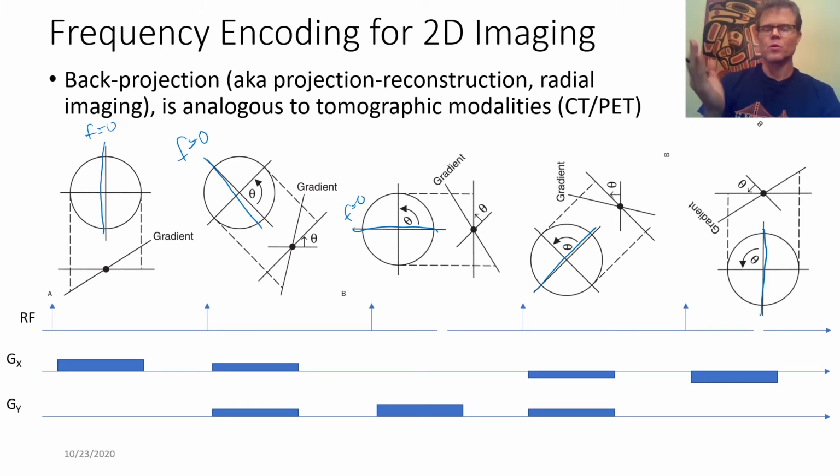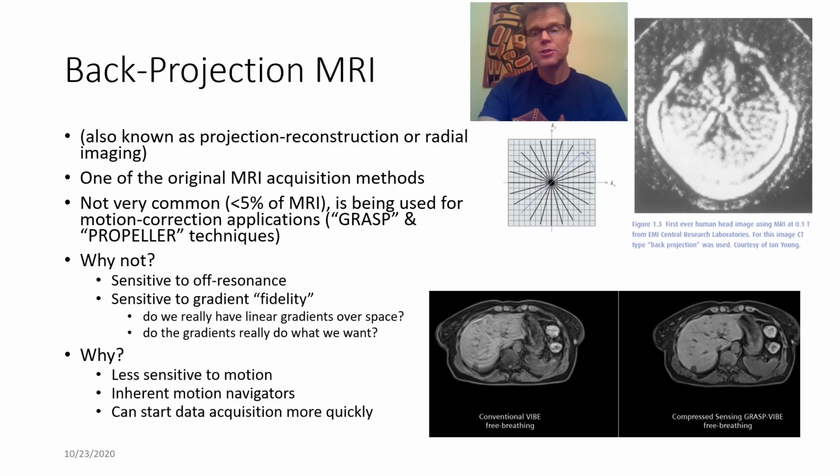Okay, and so we're effectively rotating this relationship of frequency versus position in 2 dimensions. And then you can use the back projection type reconstruction or some other reconstructions to create an image. This is an interesting approach. It was actually one of the original methods proposed and used for MRI acquisition.